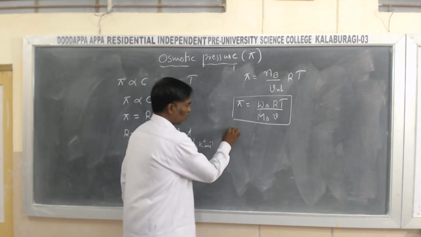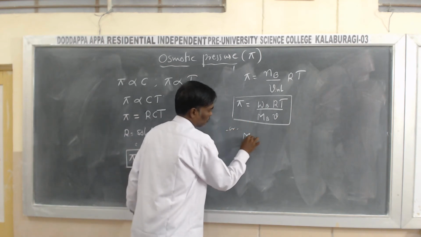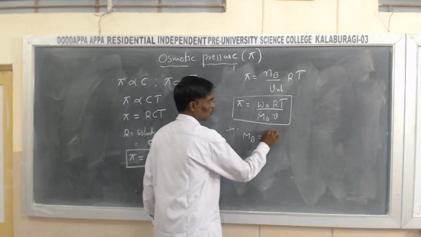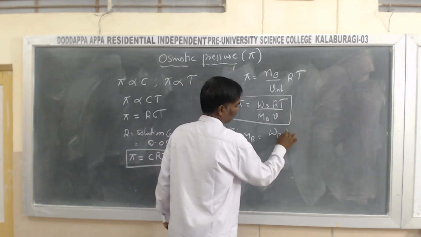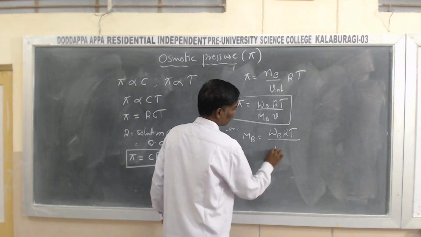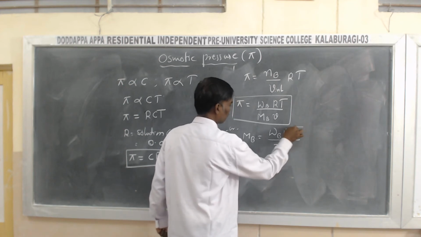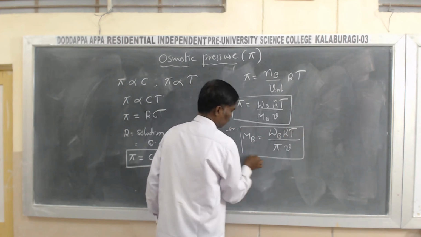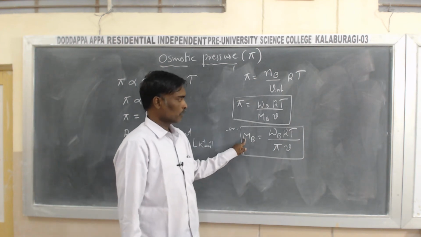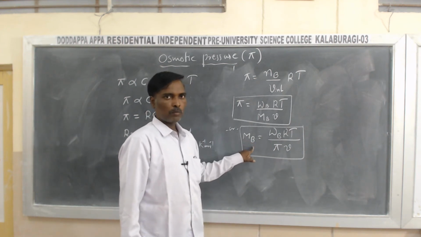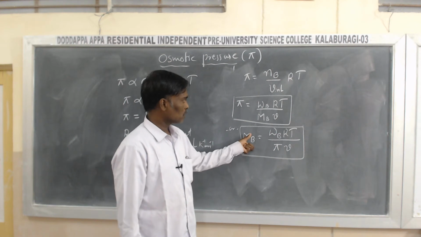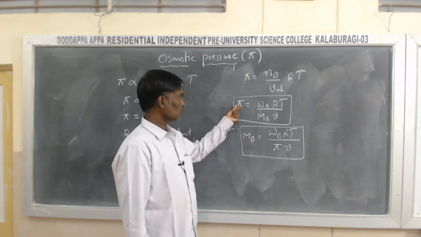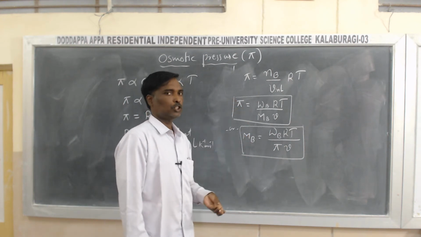Or we can write this as MB is equal to WB into R into T divided by pi into V. This is another equation. To calculate the molecular mass of a solute, this equation helps us, and the other equation helps us to calculate the osmotic pressure.